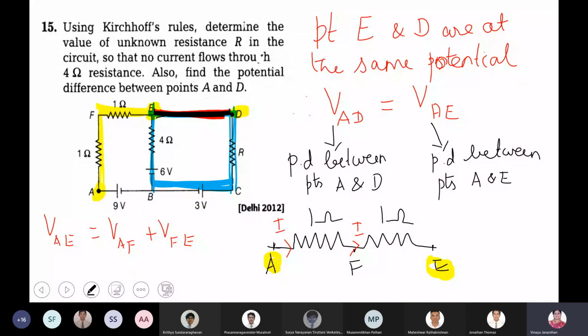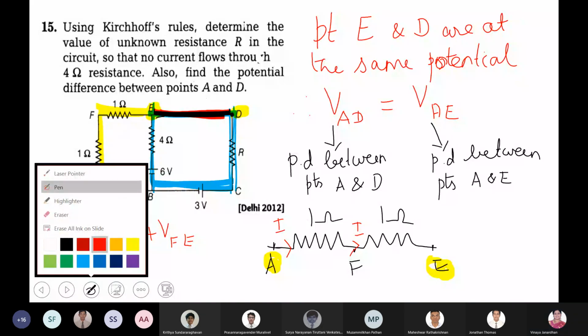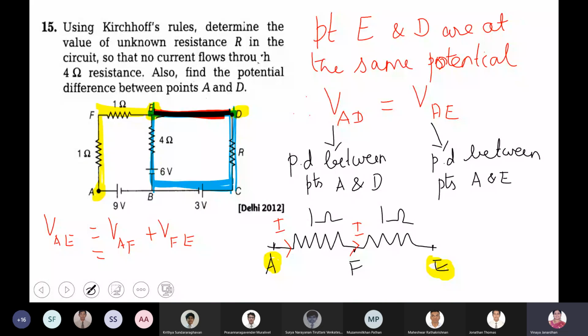Okay. So what is VAF? It is the current I into 1 ohm, 1 into I, plus for the next one, 1 into I. Is that fine? Is that fine, boys? Do you understand what is being done?